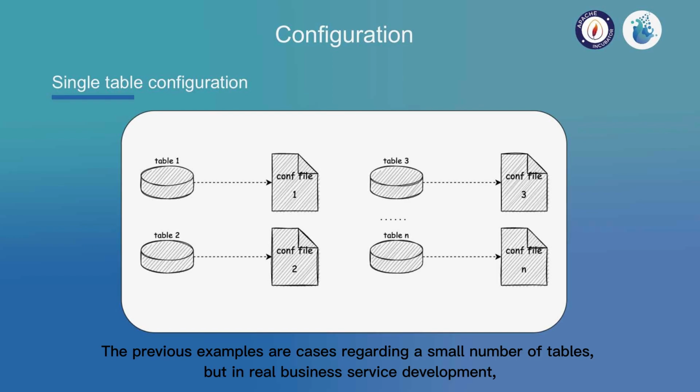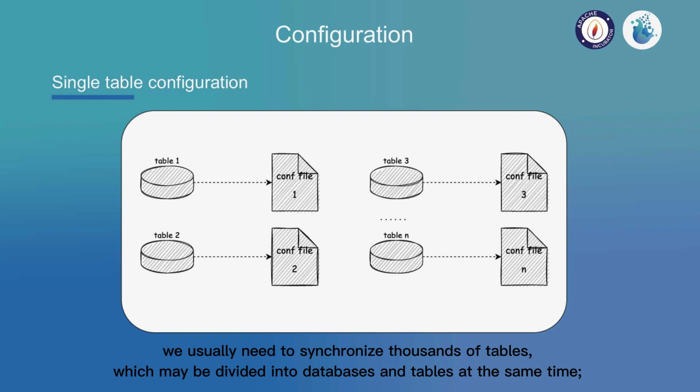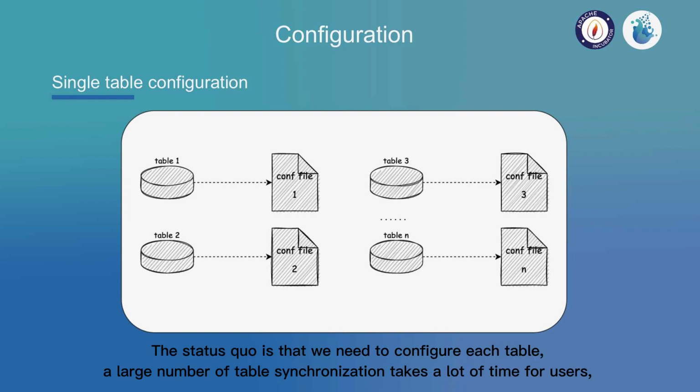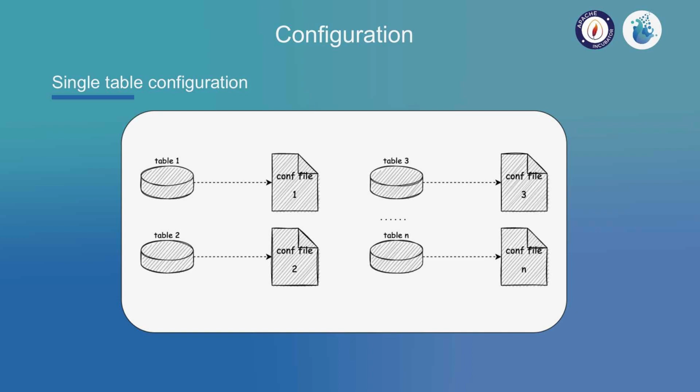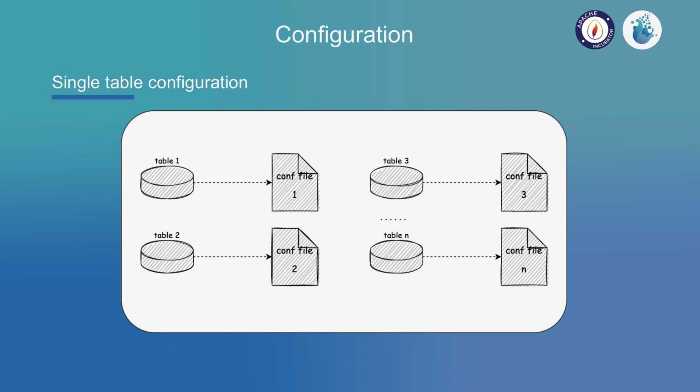The previous examples are cases regarding a small number of tables. But in real business service development, we usually need to synchronize thousands of tables, which may be divided into databases and tables at the same time. The status quo is that we need to configure each table. A large number of table synchronization takes a lot of time for users, and it is prone to problems such as field mapping errors, which is difficult to maintain.